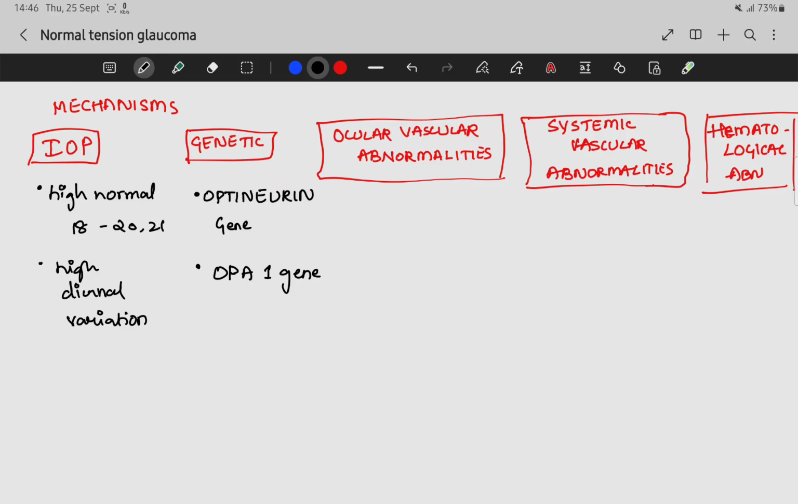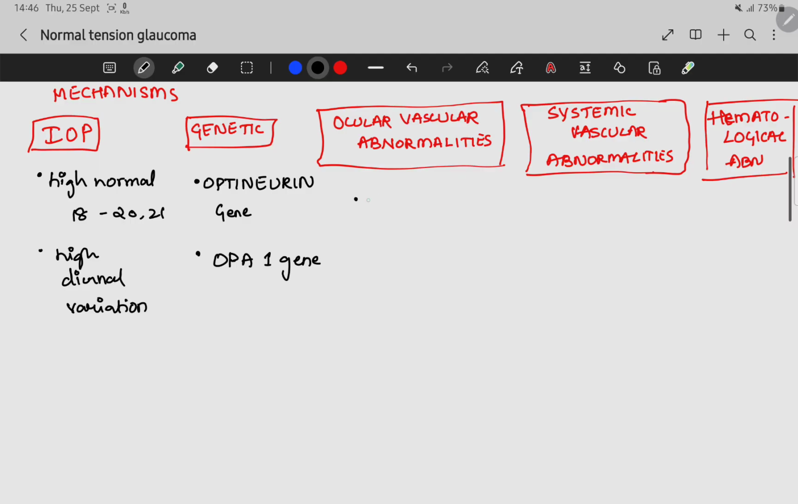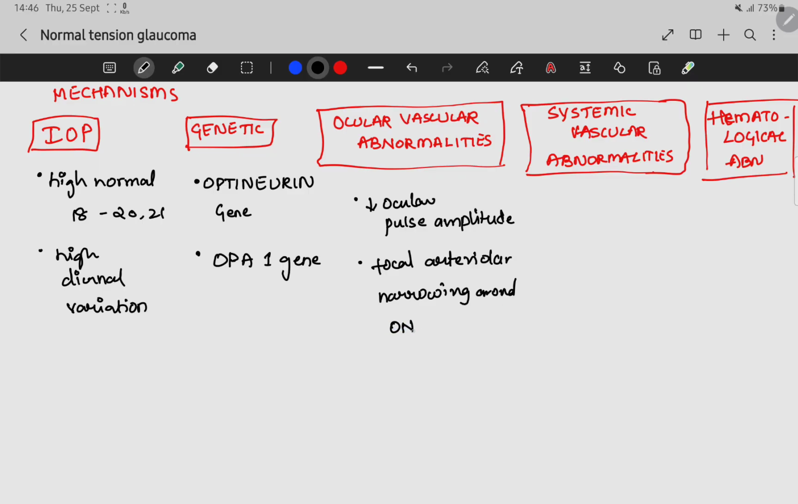And coming to ocular vascular abnormalities, we have reduced ocular pulse amplitude, focal arteriolar narrowing around the optic nerve head, and increased vascular resistance in the ophthalmic artery, which is seen on color Doppler.